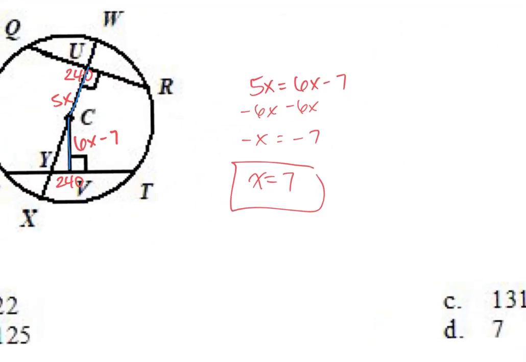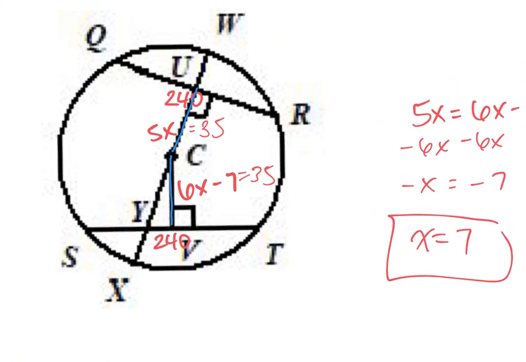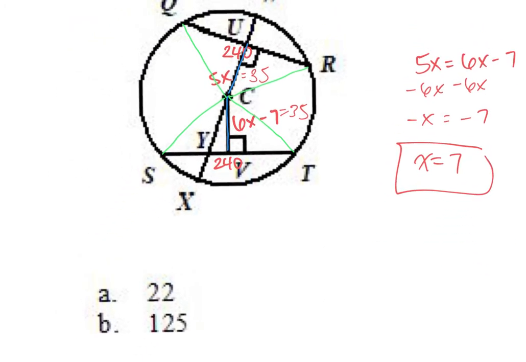Find the radius, okay? So we have to plug that back in. You should get 35 for each of these, yes? Okay? So once we get that 35, we then have to set up a right triangle. You could have drawn any of the following 4 lines: QC, CR, CT, or CS. Any of these will give you a right triangle. I'm just going to go ahead and draw CVT.